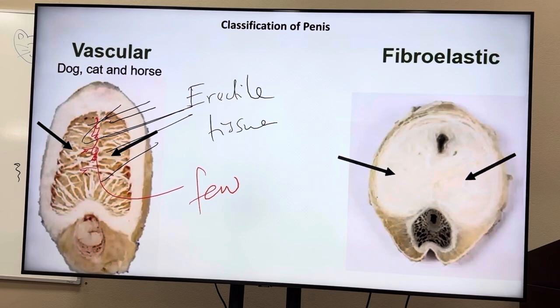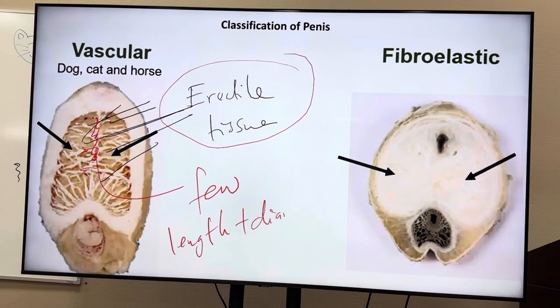So multiple erectile tissue mean that this penis is capable of increasing in length and diameter during erection. So these erectile tissues are what we refer to as the cavernous muscle. The cavernous muscle.